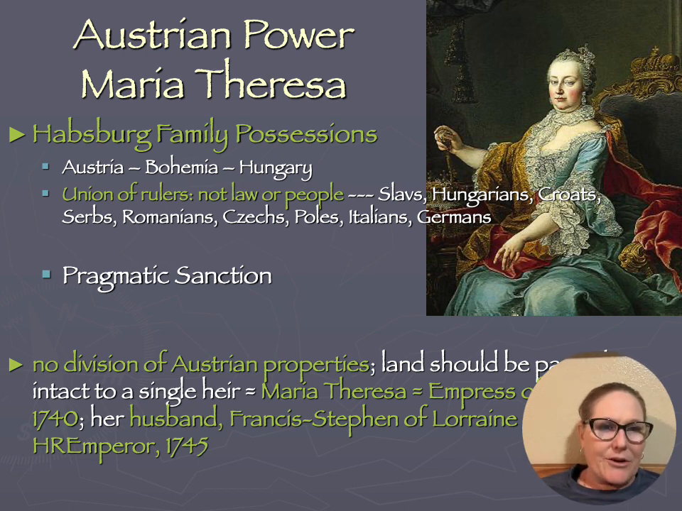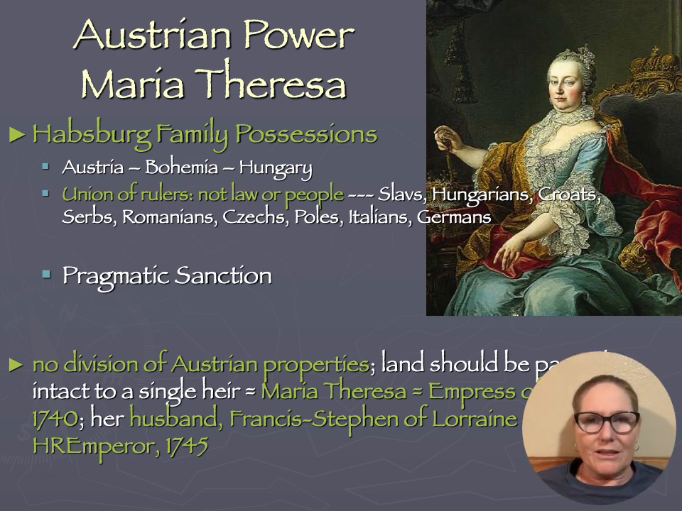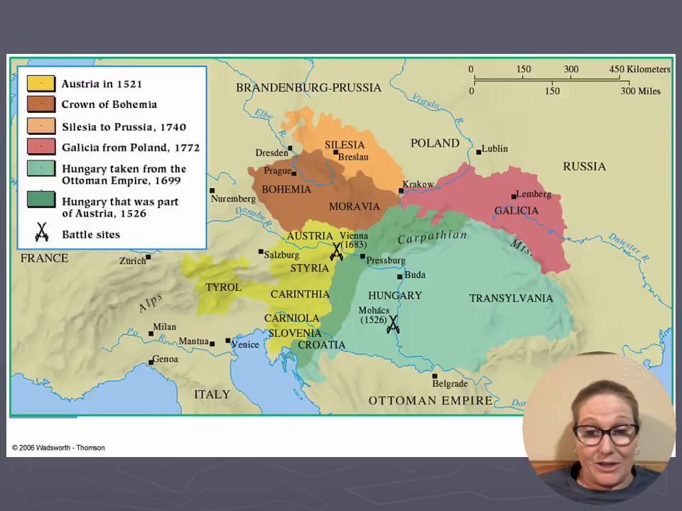Lastly, the three areas of Austria, Bohemia, and Hungary are not together, okay? They each have their own laws and peoples. They're a union of having one ruler and one foreign policy, but everything else is a little bit different. And there are a lot of different cultures and peoples in this: Slavs, Hungarians, Croats, Czechs, Poles, Italians, Germans. You guys get the idea. This is a multicultural situation, and that's hard to govern. We're going to find that out a little bit later.